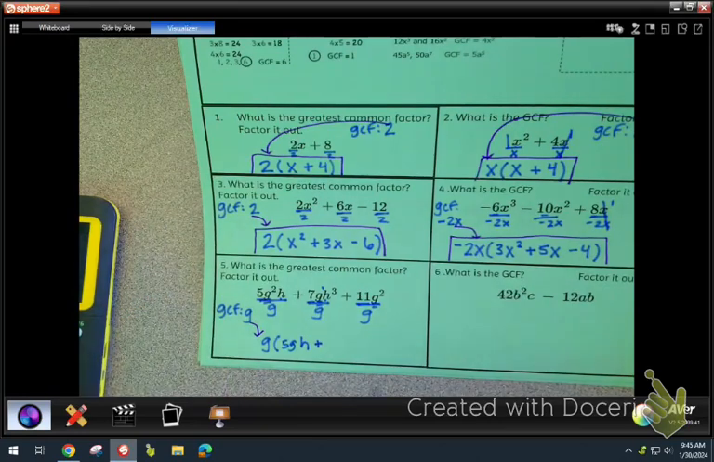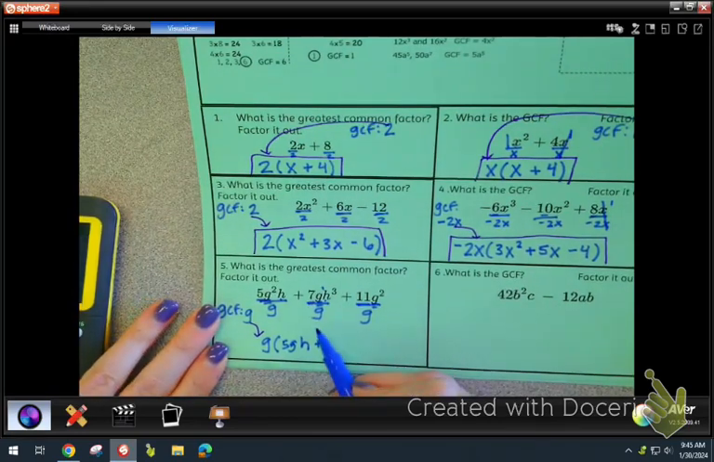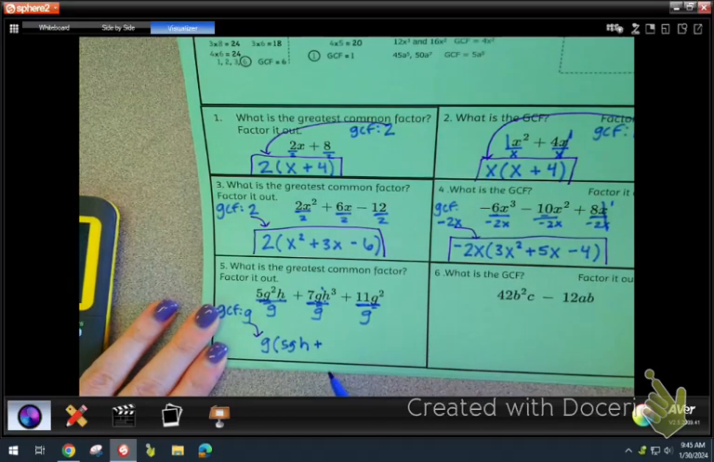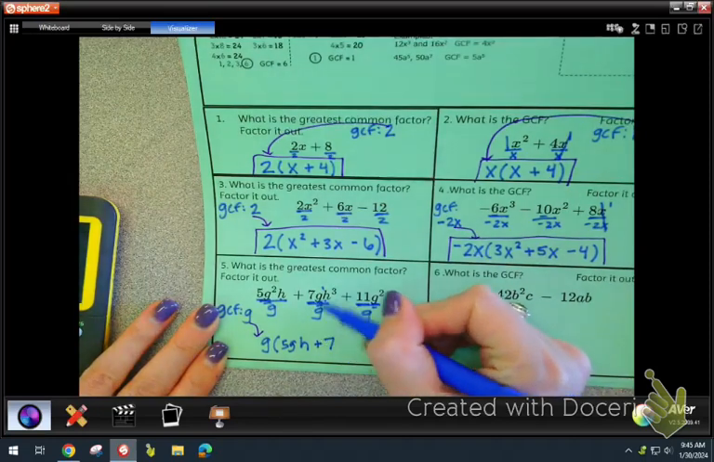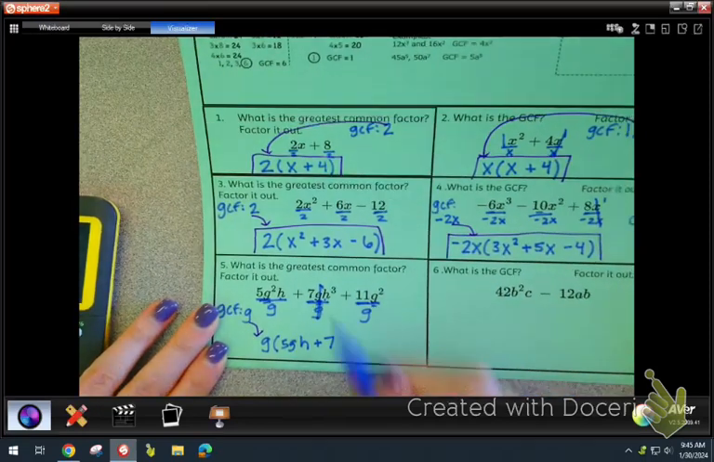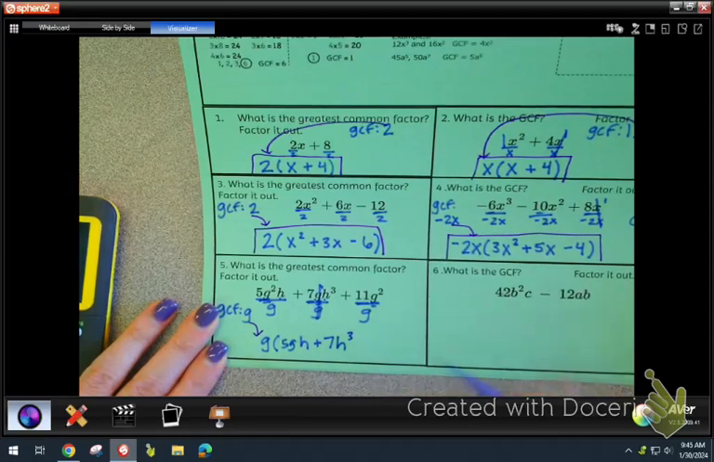Nick, you got it? Let's do it. What happens with the 7? Does it divide by anything? No. So 7 comes down. G versus G. What's going to happen with those? They cancel out. And then it's just H. H to the 3rd drops.